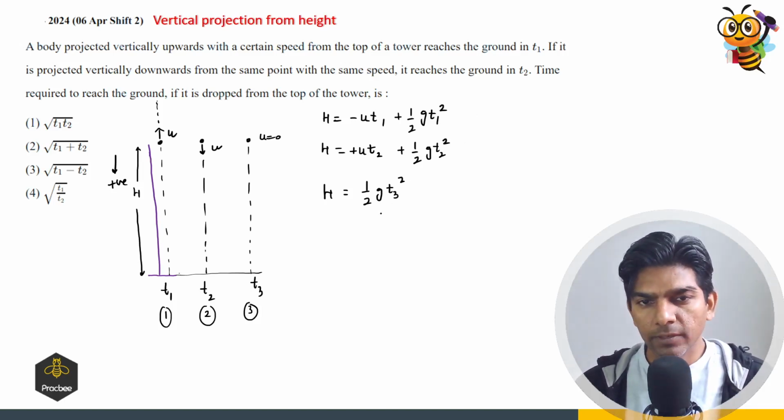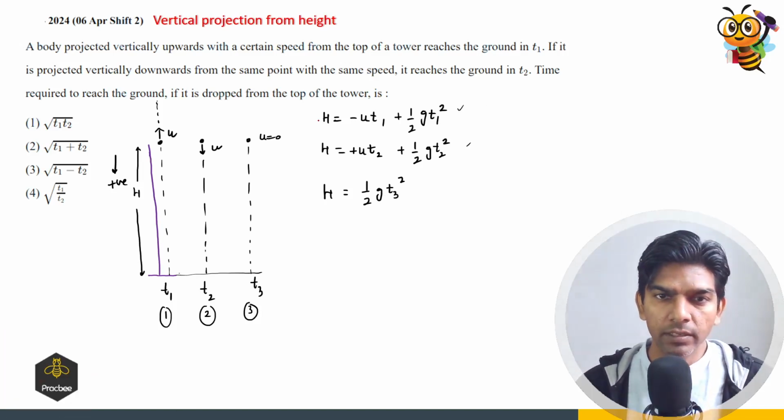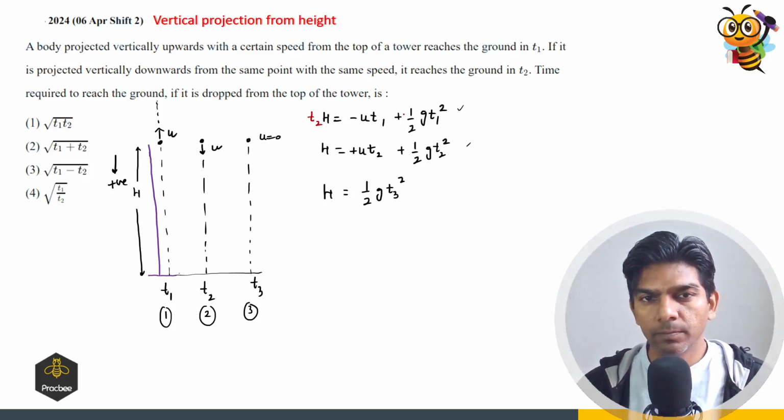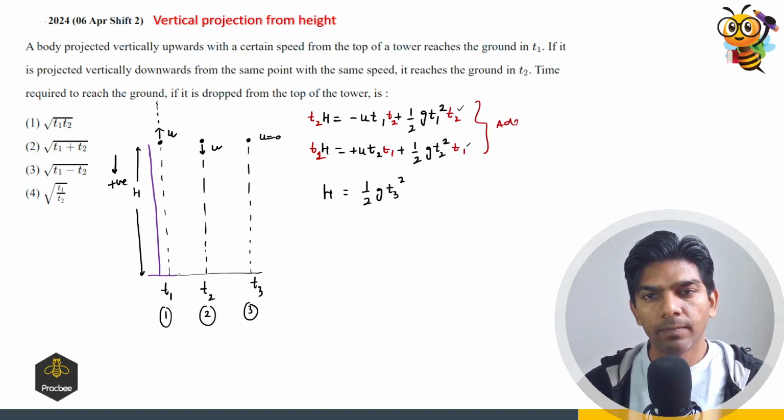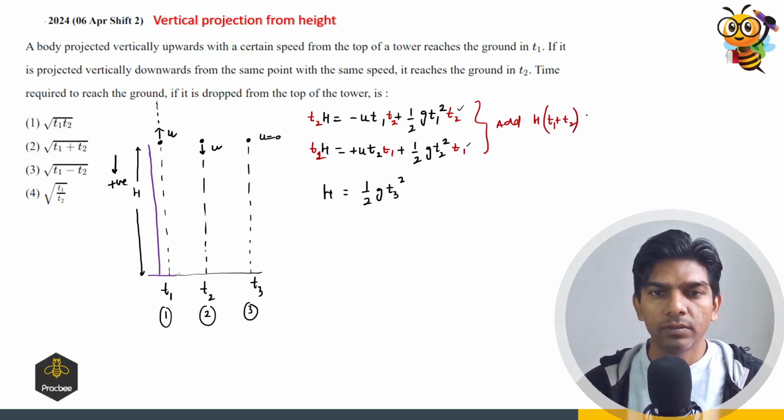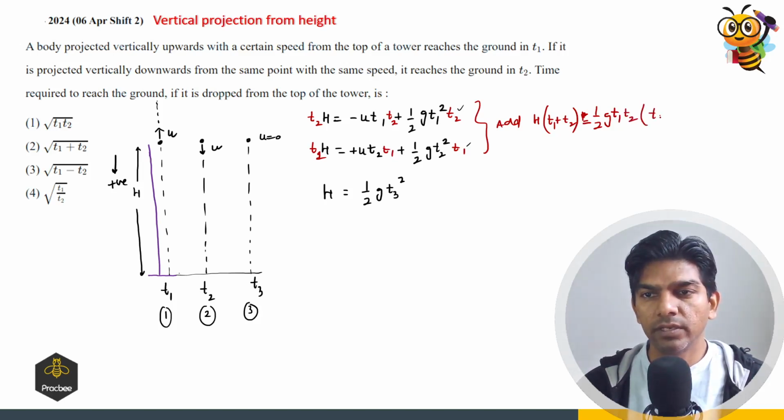Now what we can do, let us eliminate u in the first two equations. How can we do that? Let us multiply the first equation with t2 and the second equation with t1, and then we can add these two equations. So when we add, we will get h times (t1 plus t2) equals plus half g t1 t2 times (t1 plus t2).